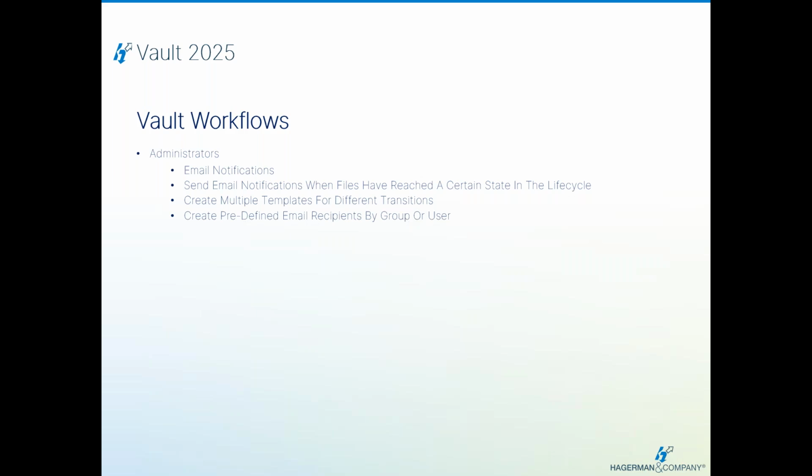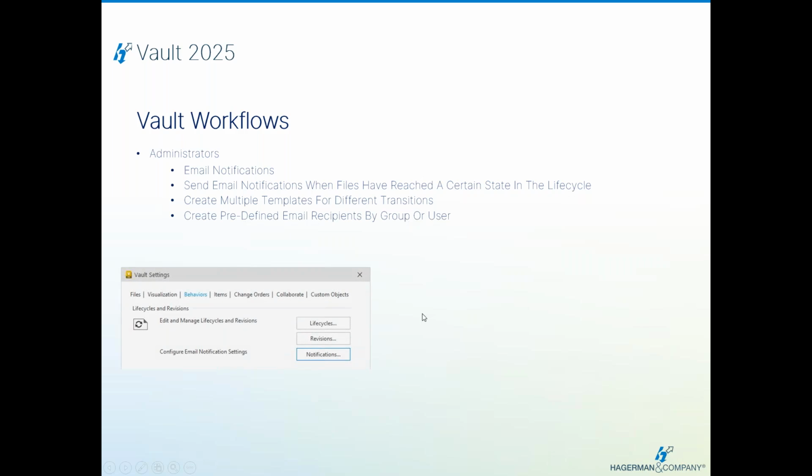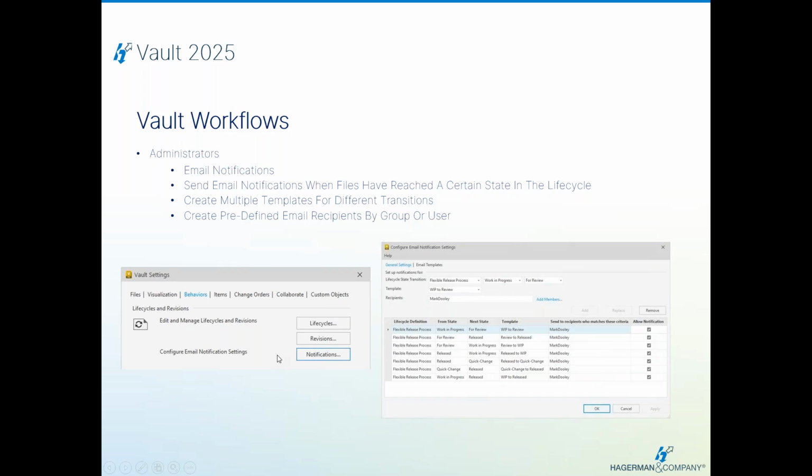Now with Vault Professional, we have the ability to send those emails as those files transition states. When we are setting these up, an admin can set these up with specific templates. They can use the default templates. So as files transition, emails are sent to specific users from a predefined recipient list. Inside the Vault options on the behaviors tab, there is now a notifications button for configuring email notification settings.